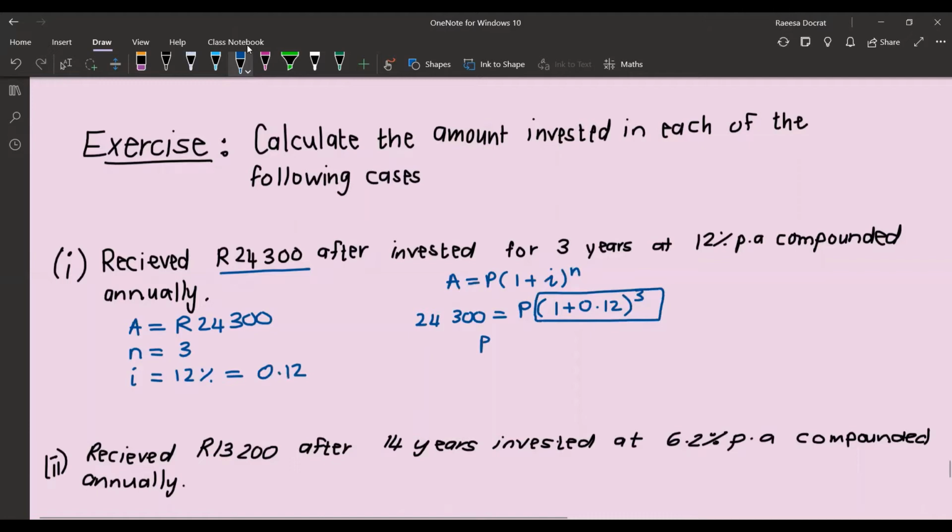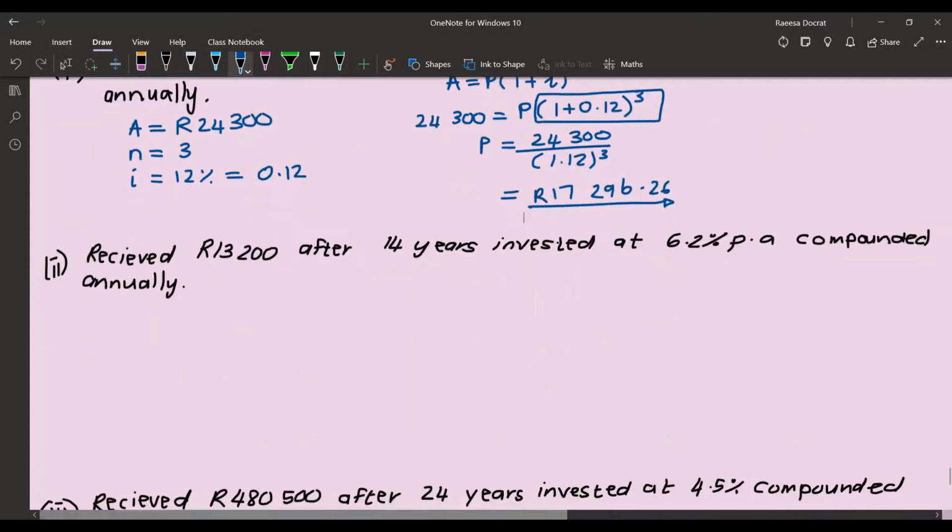So we have that P is equal to 24,300 over 1.12 to the power of 3. Typing that into your calculator, you'll be able to get the answer. So what you're doing is 24,300 over 1.12 to the power of 3, and that gives us 17,296.26 cents. Okay, let us have a look at another example.